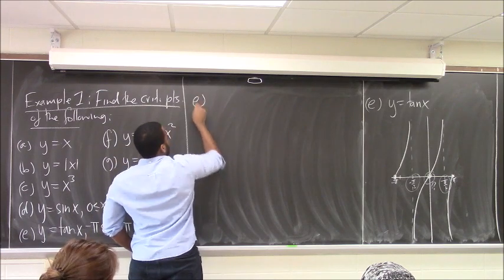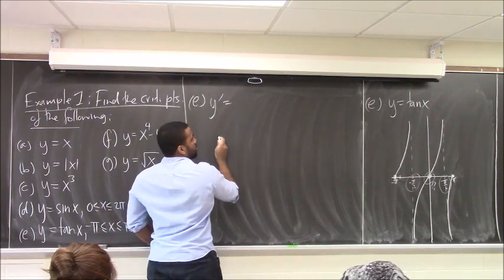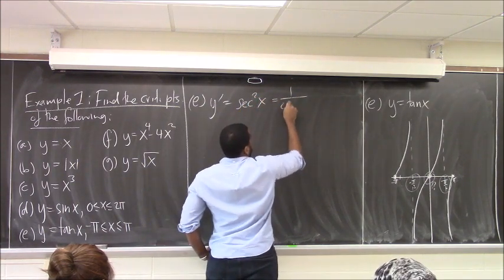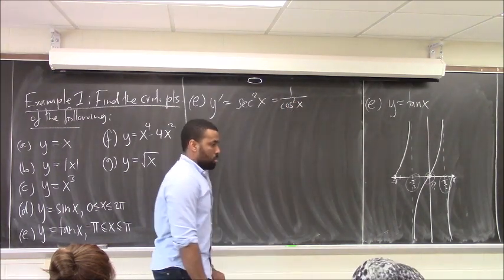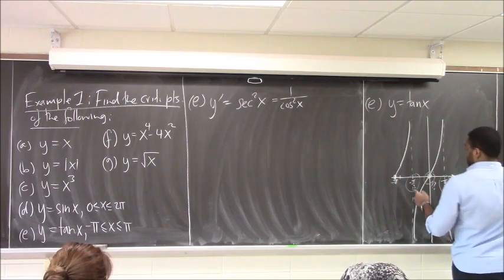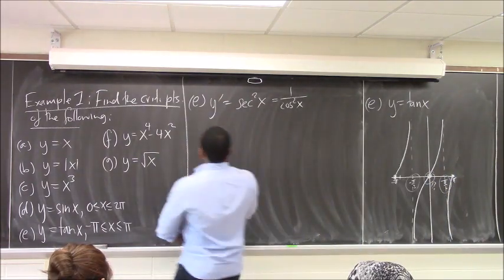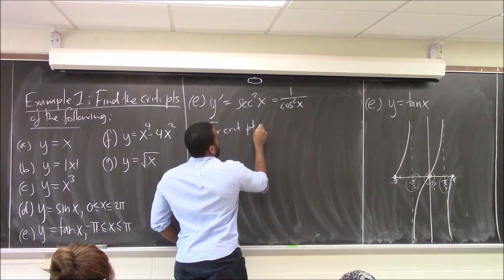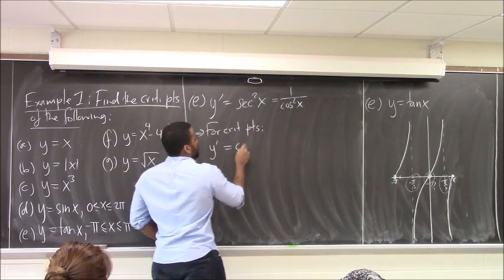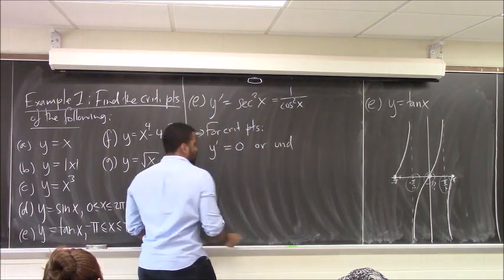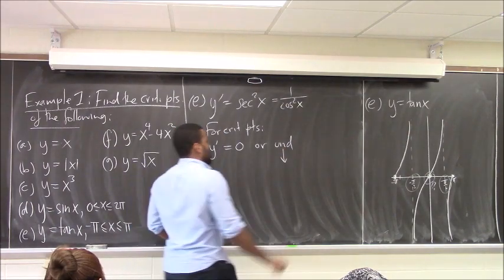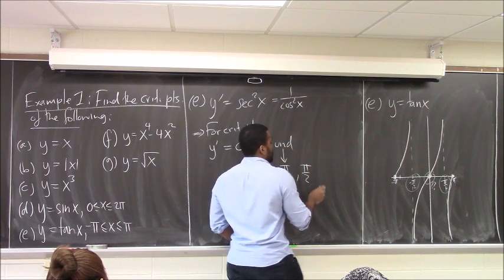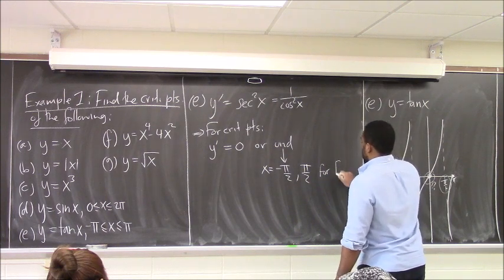Let's actually complete it. Y prime would be what here? Derivative of tangent. Secant squared. Secant squared. You can notice that that's 1 over cosine squared, so that automatically makes any point where cosine is 0 a critical point, namely those two. So now for critical points, y prime equals 0 or undefined. Now we already know all the places where it's going to be undefined. So x equals minus pi over 2, and pi over 2 for the interval minus pi to pi.